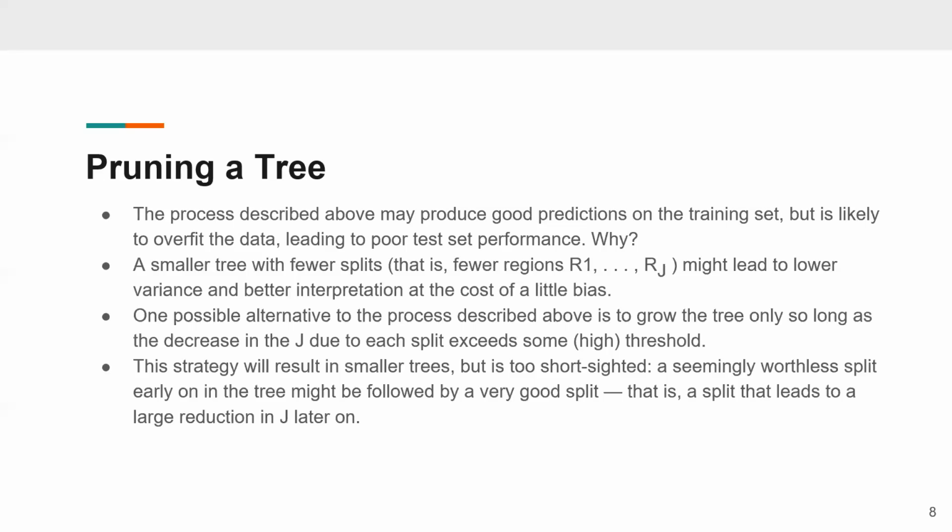And a smaller tree with fewer splits, fewer regions R1 all the way to Rj, might lead to a lower variance and better interpretation at the cost of a little bias. So if you recall, what is a bias? Bias is how your model is doing on your training data set, and variance is how your model is doing on the data that you have not seen. So you want to make sure that your model is doing well on both, right? You don't really want to say, I want to build the best model that gets a minimized MSE for my training data set. That's not the purpose.